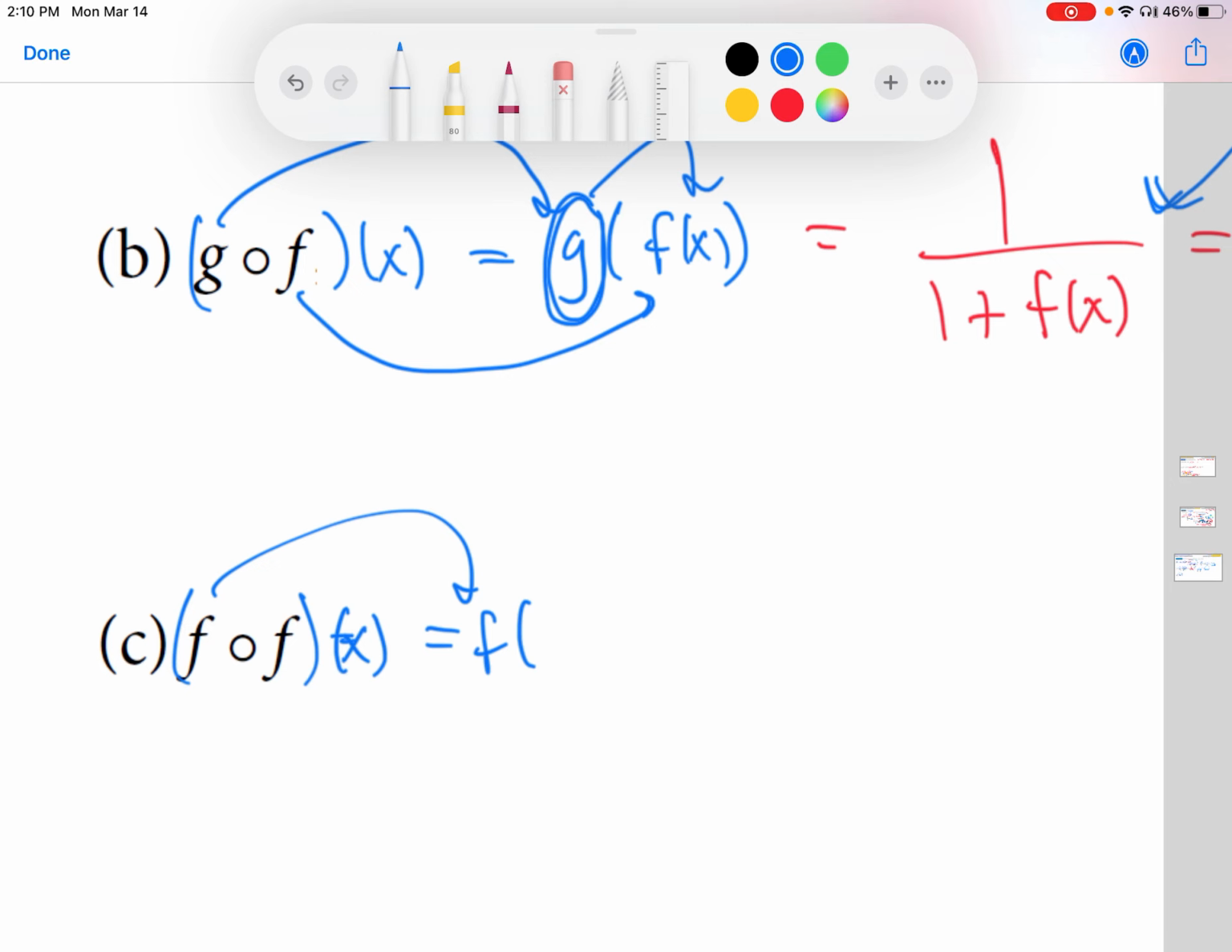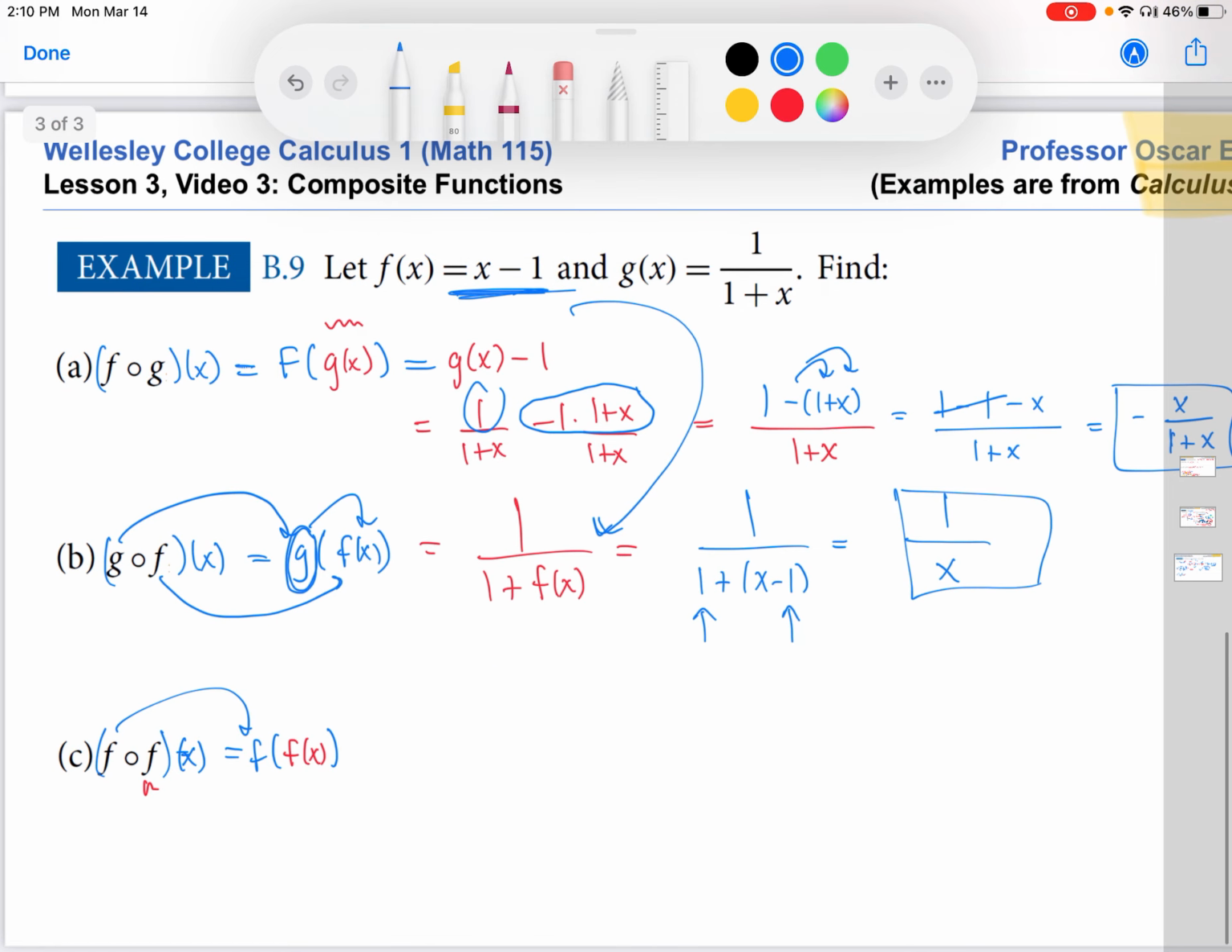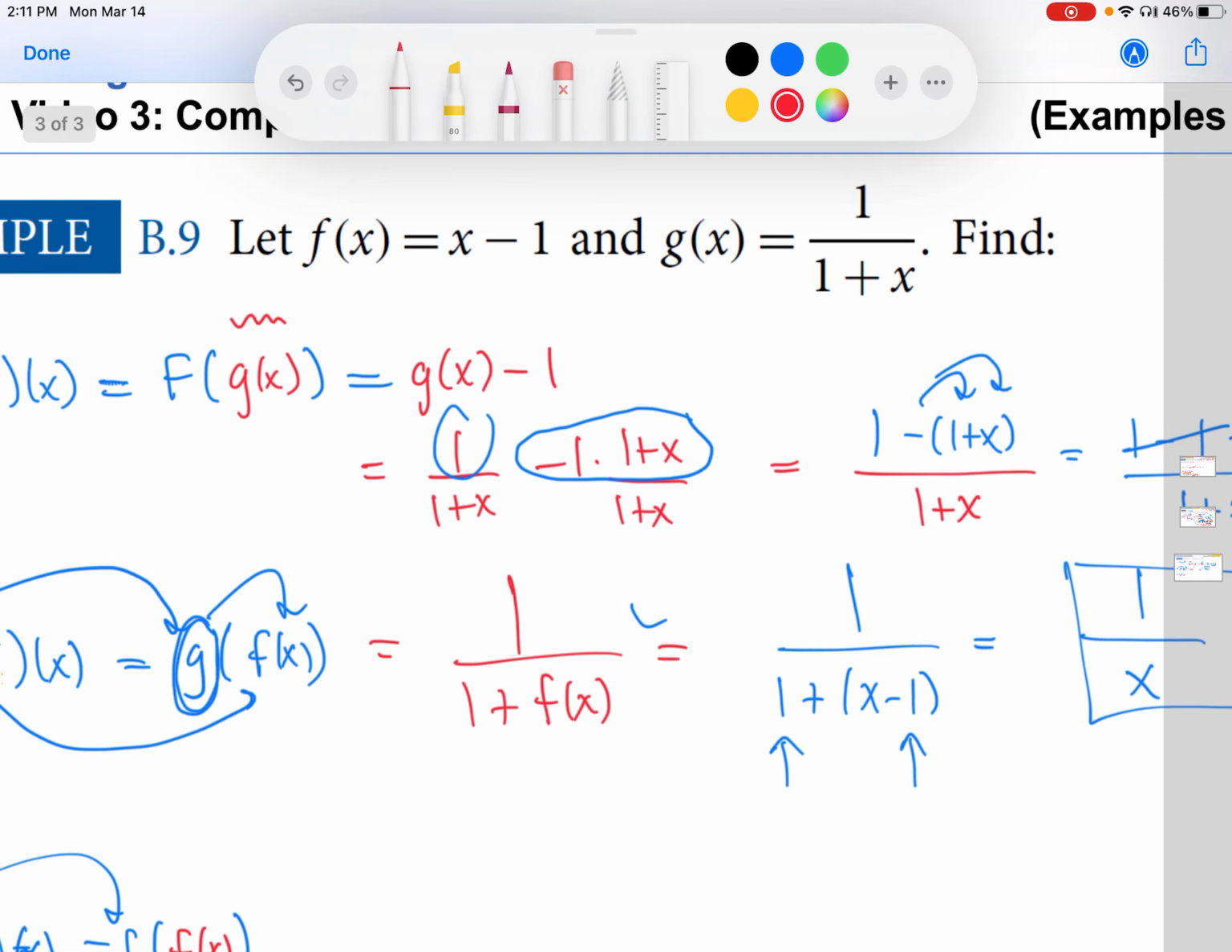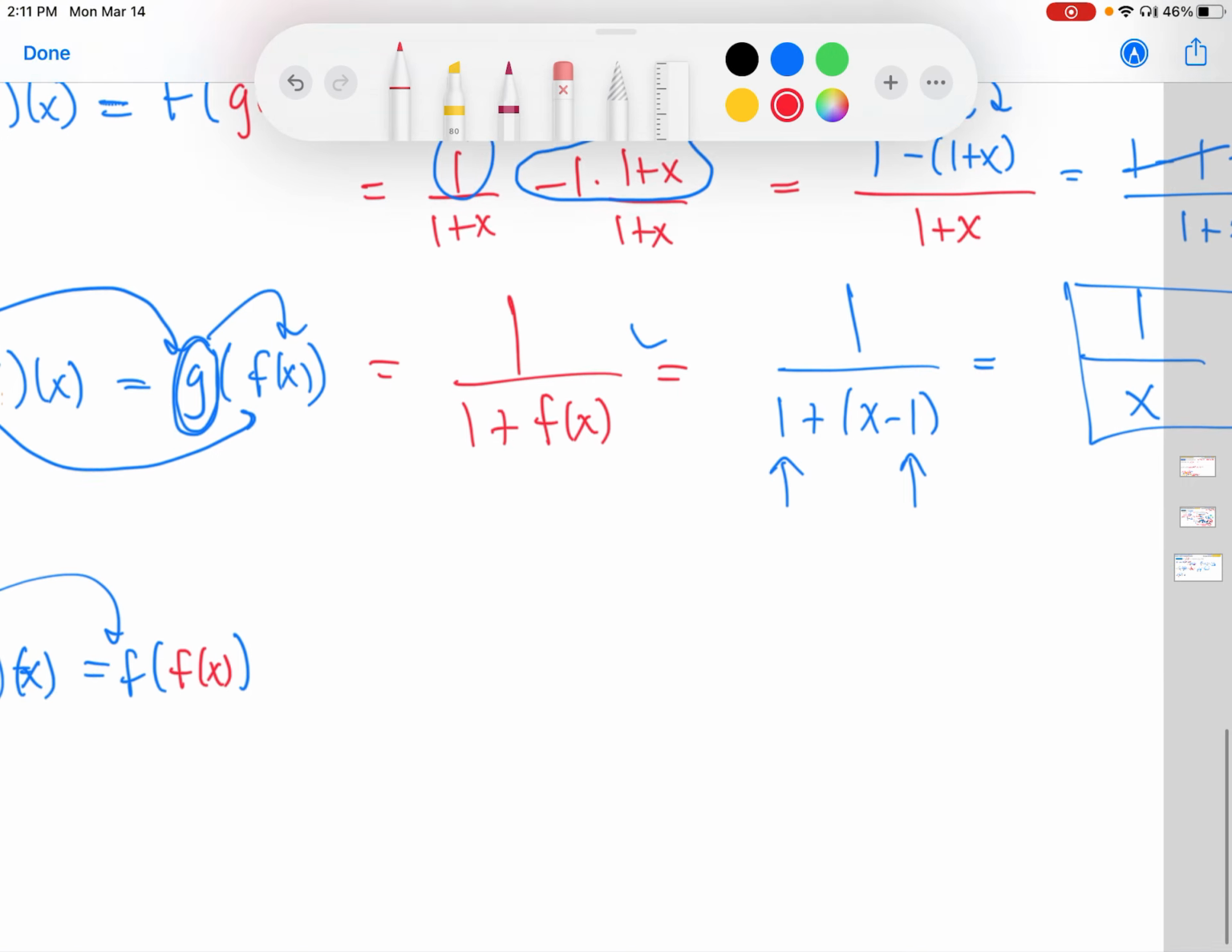f of, and then now the inside function is again f of x. You might say this is really strange, but it's totally fine, right? It doesn't matter. The outside and inside function don't have to be different. They don't have to be the same, right? They could be whatever they are. They are free, if you will. Okay, so f of x. Here is f of x, x minus 1, okay?